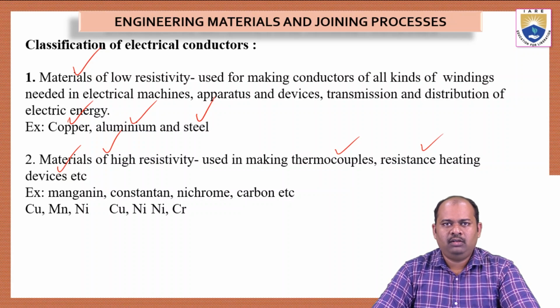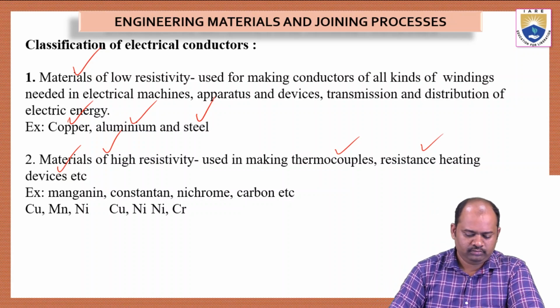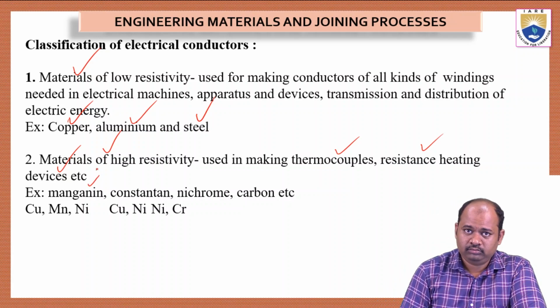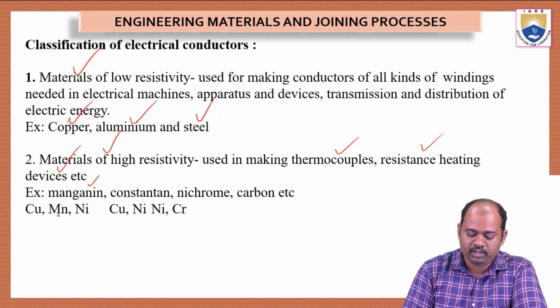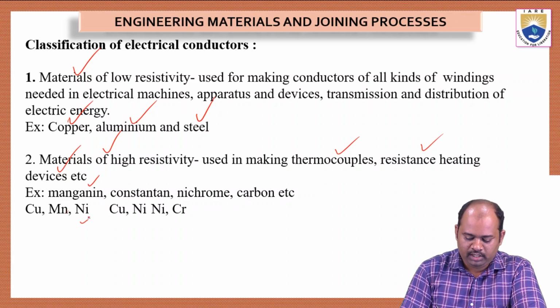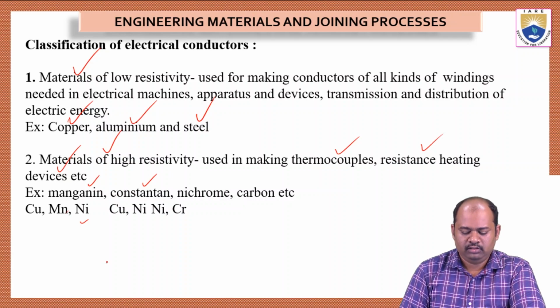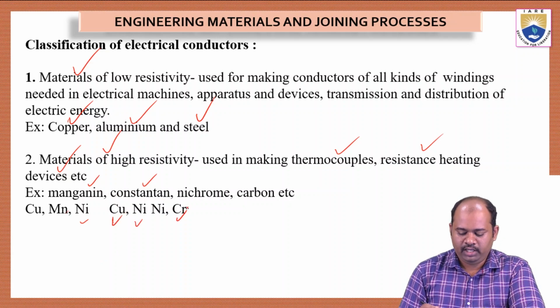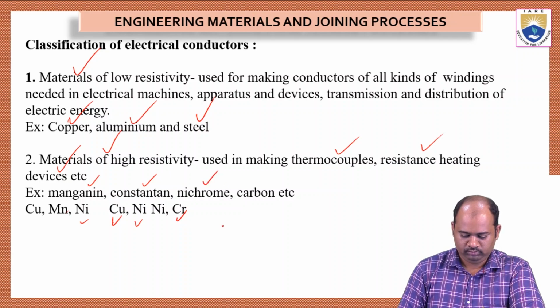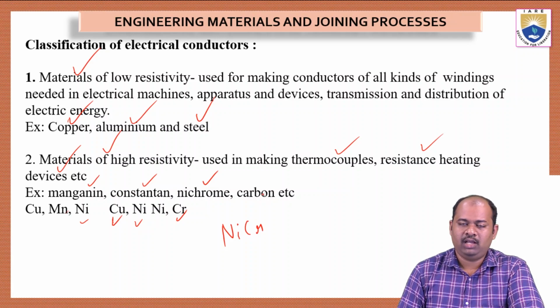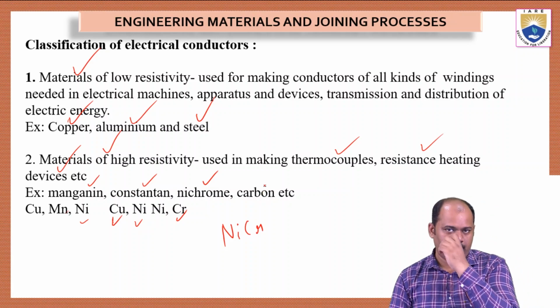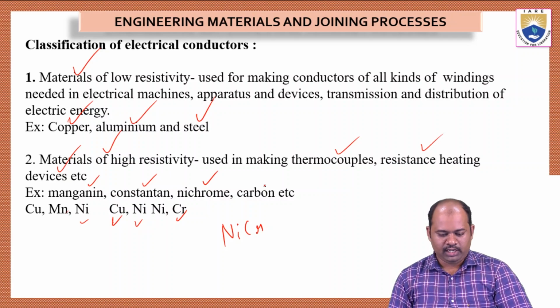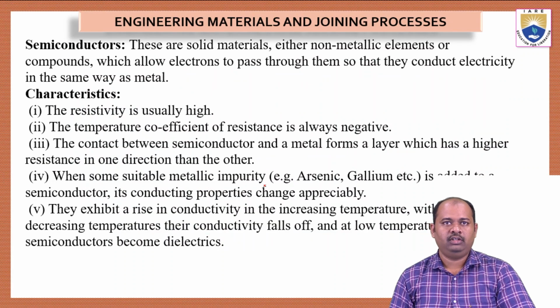Some materials of high resistivity are manganin, which is a combination of copper, manganese and nickel. And then we have constantan, which is a combination of copper and nickel. And then we have nichrome, which is a combination of nickel and chromium. And then we have carbon. Carbon is also a high resistive element. So these are some of the classifications of conductors.